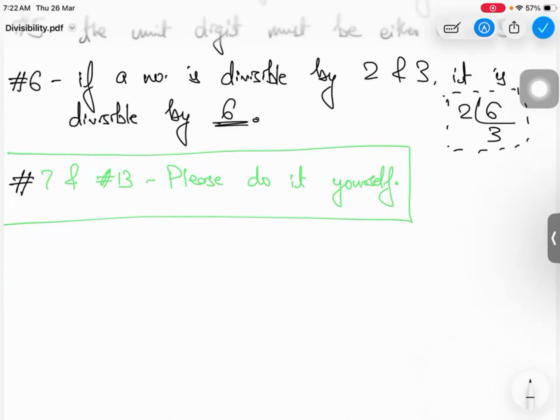So, the divisibility rule of 7 and the divisibility rule of 13, I'm suggesting that you please go and check and make a note of it. If you can remember it, well and good. If you don't remember it, you don't have to worry. It is not mathematical. There is no mathematics in it. It is very analytical in nature. You have to do certain operations to determine it.